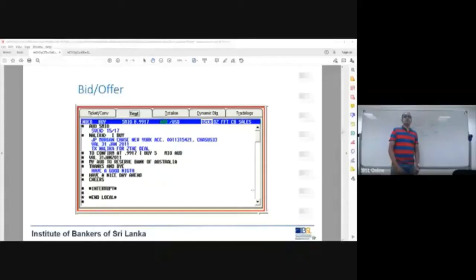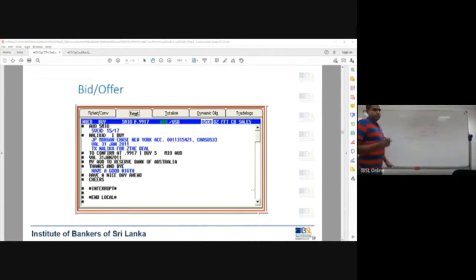Okay, so this is like a WhatsApp chat, a simple chat screen. Now, this is happening between 2 banks. The first bank will ask the price for Aussie 5 million. So what does this Aussie 5 million mean? He's asking for a quote for Australian dollar, US dollar, 5 million. Right? And then this person called Sven says 15.17.